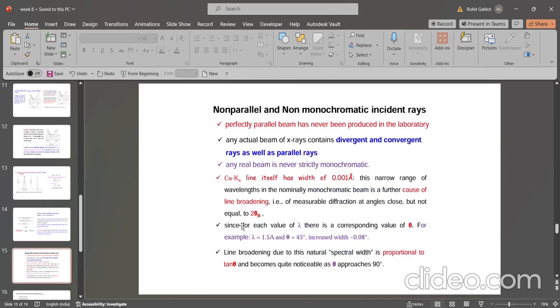Now for non-parallel and non-monochromatic incident rays, perfectly parallel beams have never been produced in the laboratory, as any actual beam of X-rays contains divergent and convergent rays as well as parallel rays, and any real beam is never strictly monochromatic. Your copper K alpha line itself has a width of around 0.001 angstrom. This narrow range of wavelength in the nominally monochromatic beam is a further cause of line broadening, which is a measurable diffraction at angles close to but not equal to 2 theta, since for each value of lambda there is a corresponding value of theta.